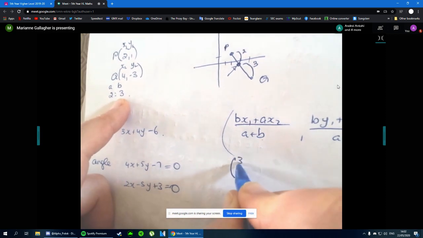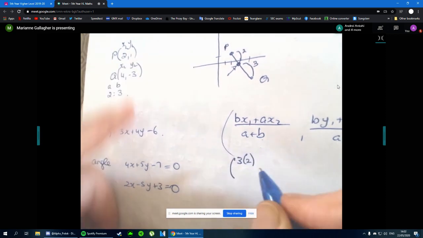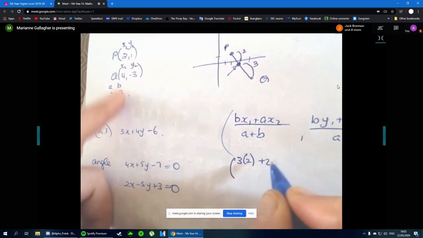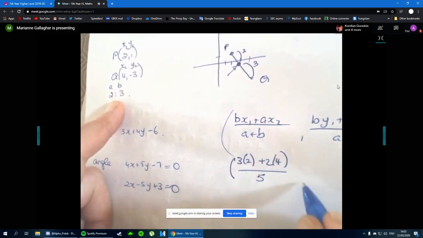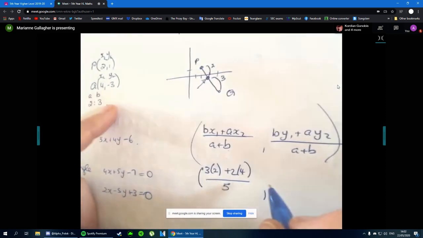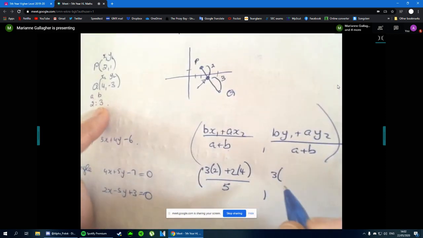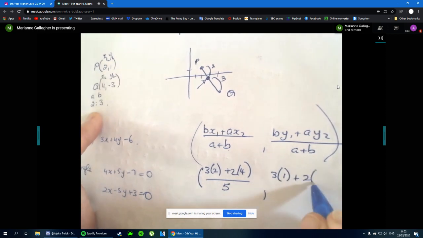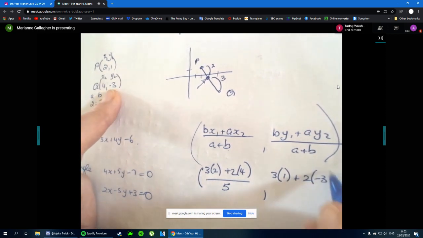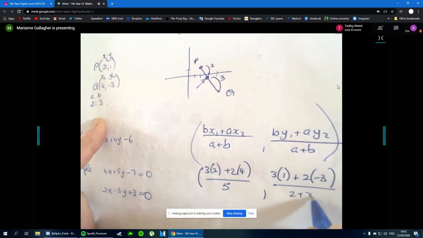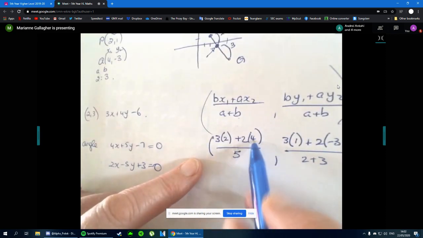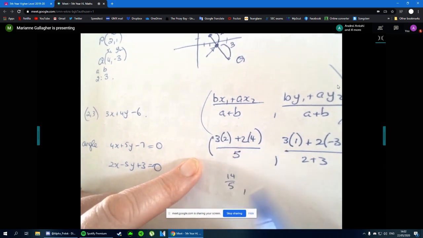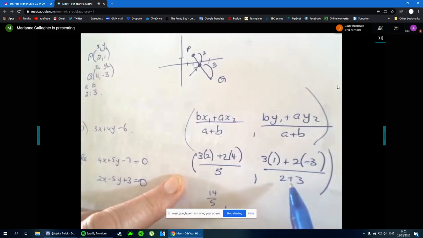B is 3 times X1, which is 2. A is 2 times X2, which is 4. A plus B is 2 plus 3, which is 5. And then you do the same thing here. B is 3 times Y1, which is 1, plus A is 2 times Y2, which is minus 3, over 2 plus 3. And then that's 6 plus 8, which is 14 over 5. And 3 minus 6 is minus 3 over 5.